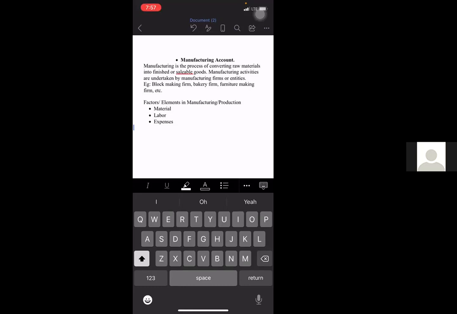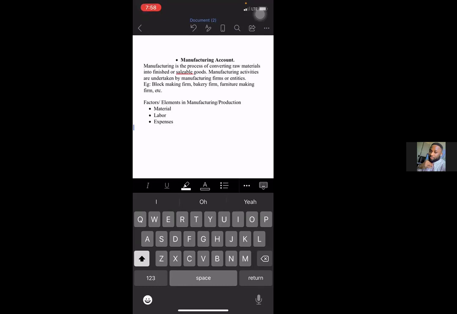So, if you want to produce, let's say, sobolo, you would need the raw materials. After getting materials, you would need someone to take the material through certain processes to become a finished product. So you need the material, you would need labor, and you may incur certain expenses.